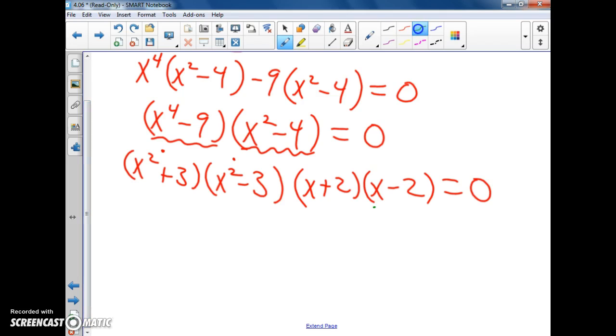Okay, let's look at this one first. Look what you got. X minus 2 equals 0, right? So how much will x equal? X equals 2. There you go. You got one of your answers. X equals 2. There's one of your answers right there.